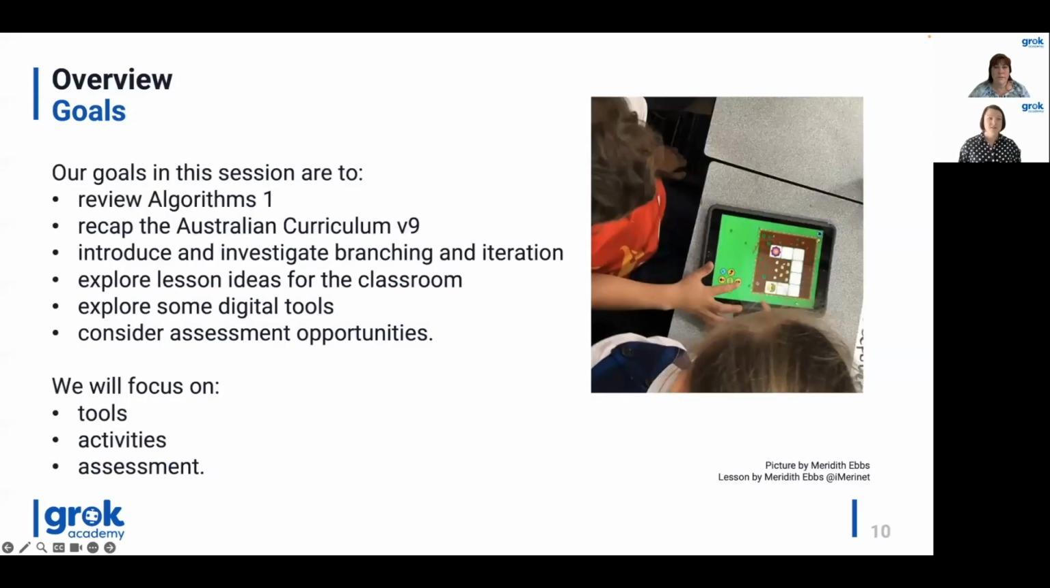Our goals in this session are to review Algorithms 1, to recap the Australian curriculum version 9, to introduce and investigate branching and iteration, explore lesson ideas for your classroom, explore digital tools, and consider assessment opportunities. We will focus on tools, activities, and assessment.